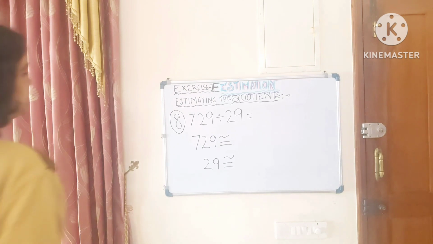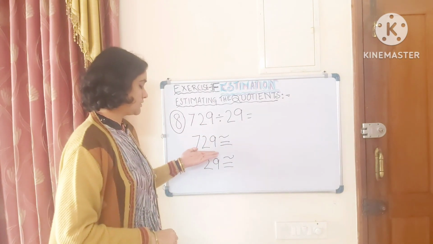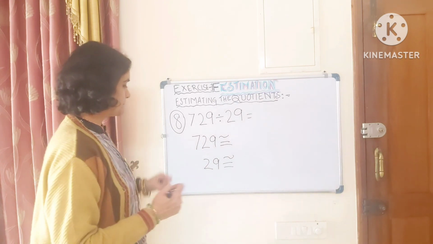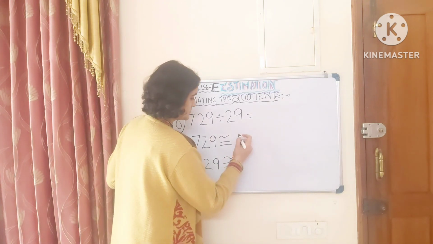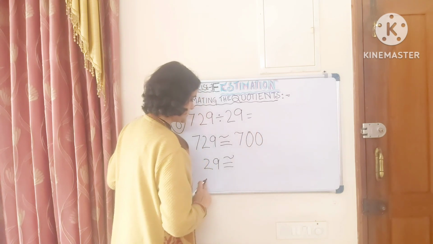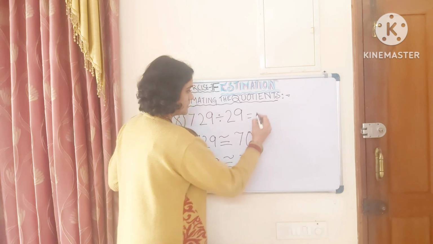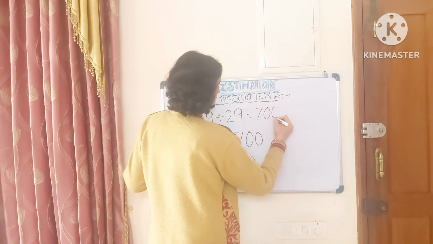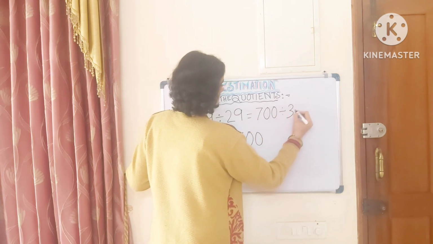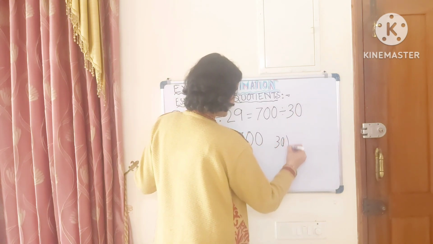Now coming to question number 8, 729 divided by 29. First I need to approximate or estimate 729. So it will become 700, right? If I estimate this, 29 is super simple, it will become 30. So finally I have to divide 700 by 30. So I write like this to divide.